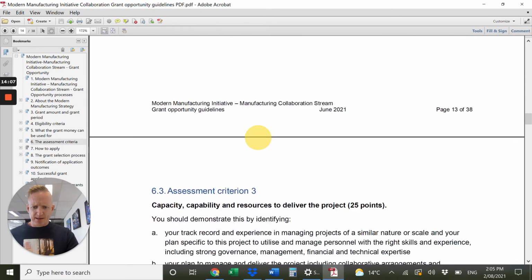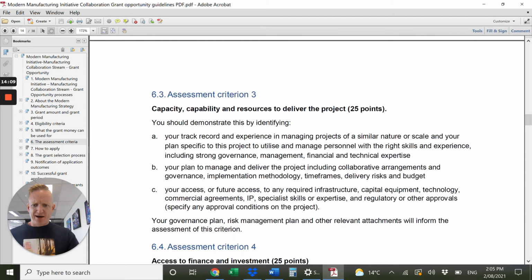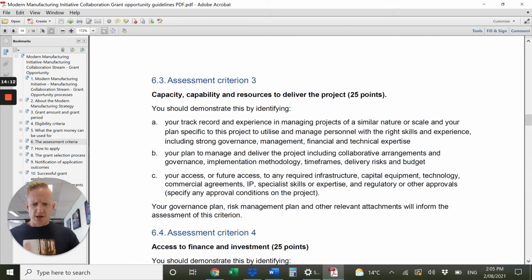Then we move on to, we're halfway through. So that is all about the project and the benefits. Now we're talking about who you are. So your track record and experience in managing projects of a similar nature or scale. In this one, because it's a collaboration, talk about any CRCs or collaborative projects that you've undertaken together. So that's the collaboration side.